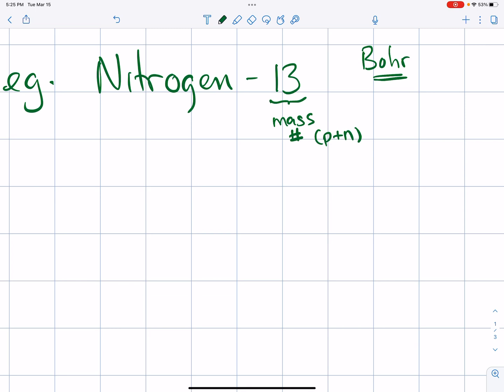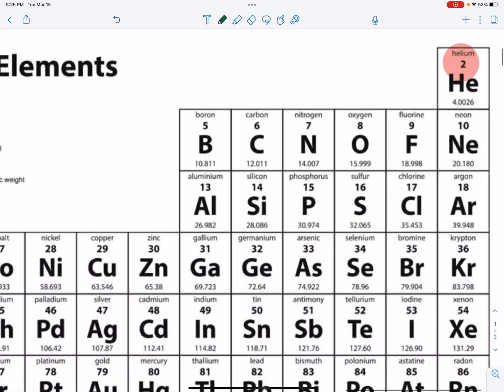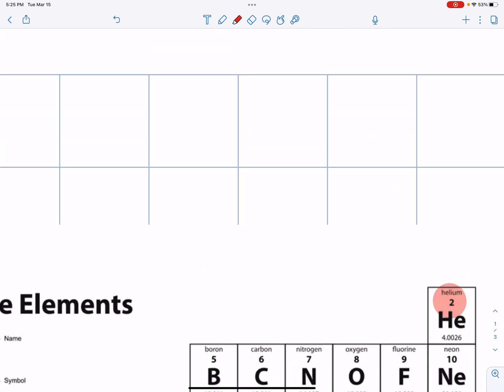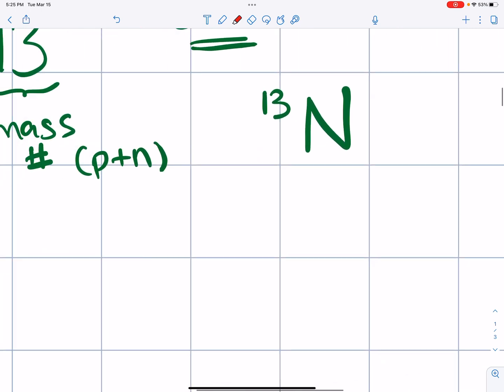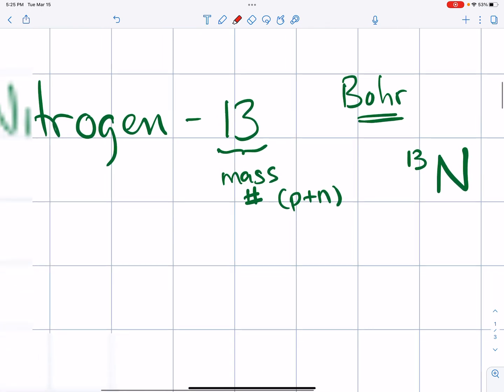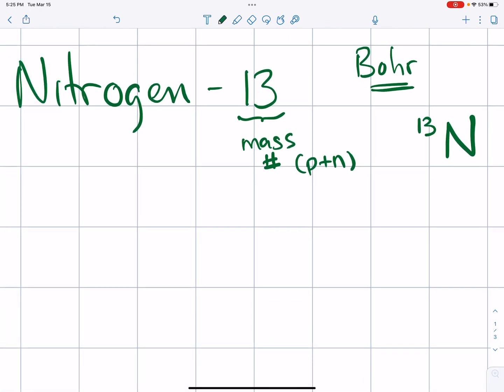You could also have written the symbol for this isotope as the capital letter N, the symbol for nitrogen. Then you'd put a 13 on the top left. That 13 is the mass number. And on the periodic table, if you look up nitrogen, you'll see that nitrogen's atomic number is 7. So the atomic number of nitrogen is 7. So down here, this symbol for nitrogen is sometimes written with a 13 on top and then a 7 down below.